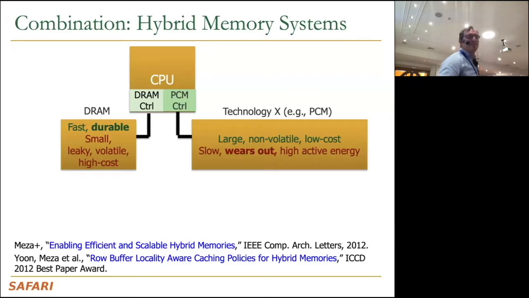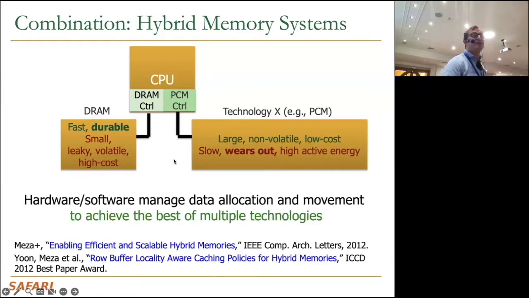But basically, if a single technology cannot give you everything in terms of different metrics that you want, for example, speed, durability, capacity, refresh, volatility, cost, etc., why don't you put multiple different technologies on a single node and design the data allocation and movement mechanisms in hardware and software to get the best of each technology as much as possible while avoiding the bad parts of each technology?